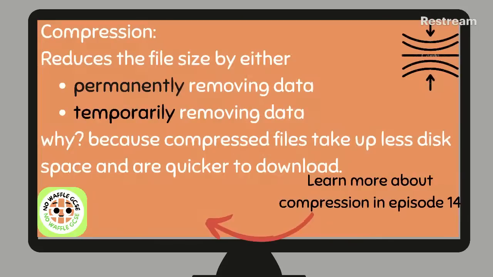Now, another example of system software is compression. So you're reducing the file size by either permanently removing data or temporarily removing data. We're going to look specifically at compression at the end of this live. But why does this happen? Well, compressed files take up much less disk space, and they're quicker to download and also send across.